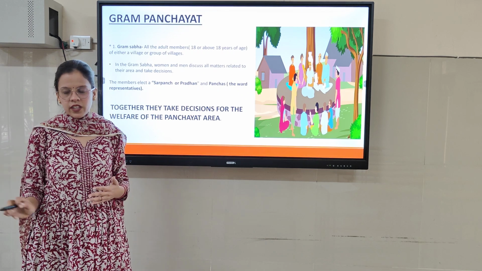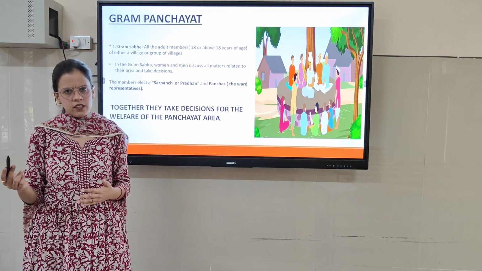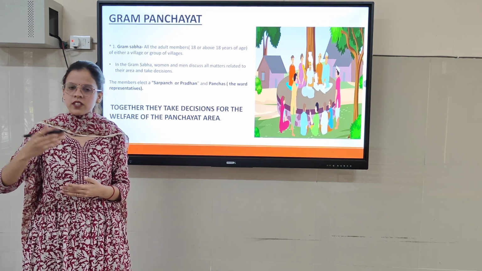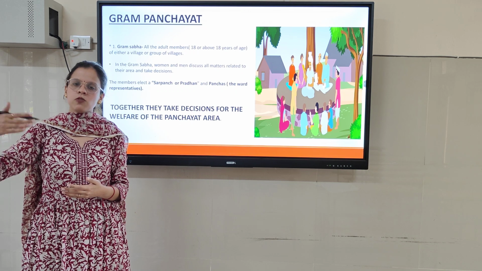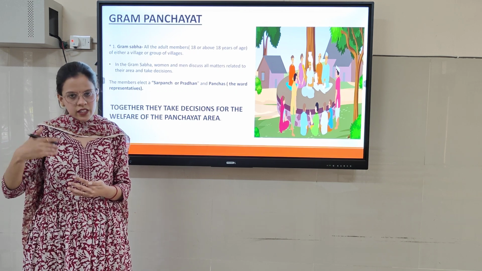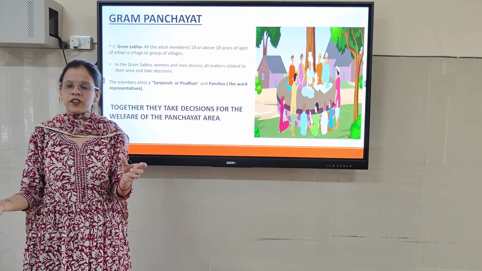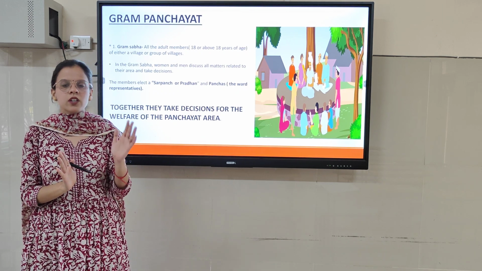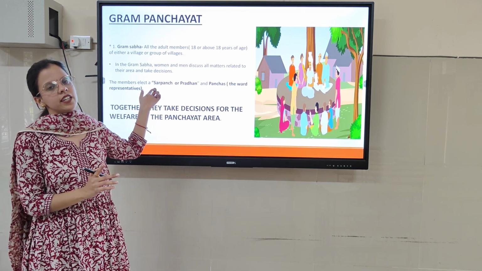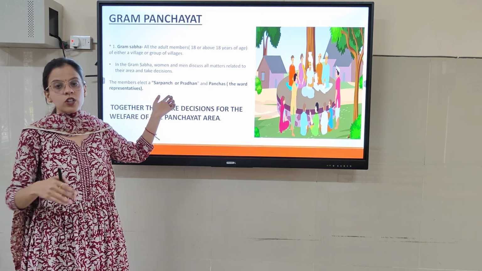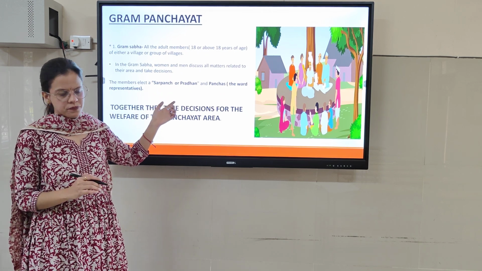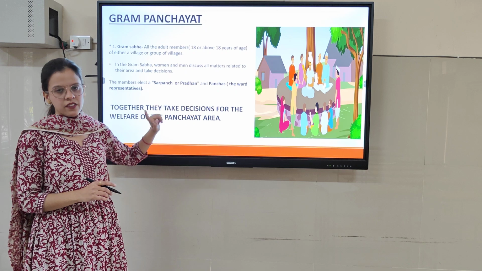So, if I take the example of your class, you have 45 strength. Suppose among these 45, some students are sitting here or there, and they are above 18 years of age and some are below 18 years of age. So, all those students who qualify this age will be considered as part of the Gram Sabha, not those who are minors. It includes women as well.